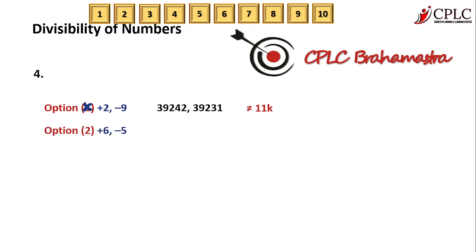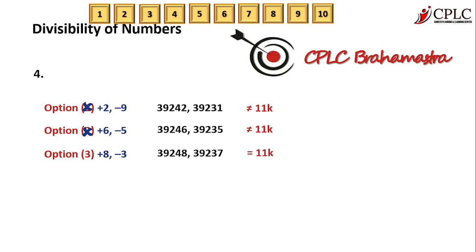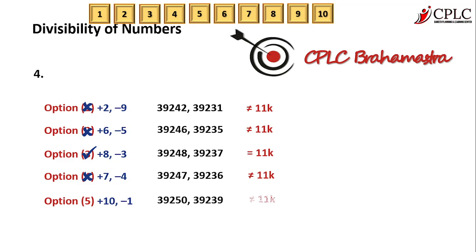Second one, add 6, subtract 5. These are the numbers then, 39246 and 39235. Again, they are not divisible by 11. But if you do that for option 3, add 8 and subtract 3, that is 39248 and 39237, you would realize these are the numbers that are divisible by 11. So that's your answer. That is answer option 3 for question number 4. And as I said, the easiest way to do that is by using the options. So that's the fourth one.